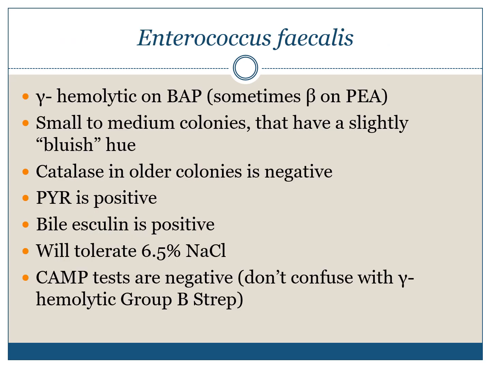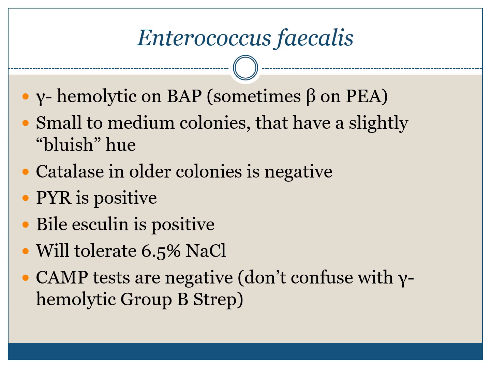Let's go ahead and start by talking about Enterococcus faecalis, which is the one we're going to be working with in the laboratory. Okay, it is a gamma hemolytic organism on blood agar. Sometimes it looks slightly beta hemolytic on PEA, but we don't really often evaluate hemolysis on PEA. We only evaluate hemolysis on blood agar. Okay, they can be small to medium colonies and they have slightly a baby blue hue to them, and you can kind of see that when you compare Enterococcus faecalis to some of your Staphylococcus, you can tell that they have a slight baby blue color.